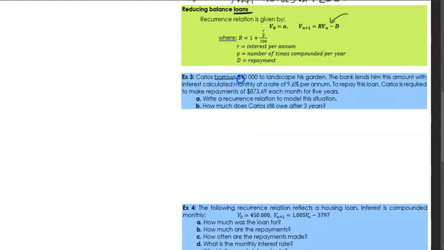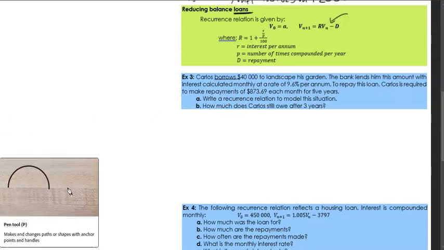There we go, borrows as a loan, $40,000 to landscape his garden. The bank lends him this amount with interest calculated monthly at a rate of 9.6% per annum. To repay this loan, Carlos is required to make repayments of $873.69 each month for 5 years. We're going to write a recurrence relation to model the situation, and we're going to see how much Carlos still owes after 3 years. All right, how are we going to do this one?